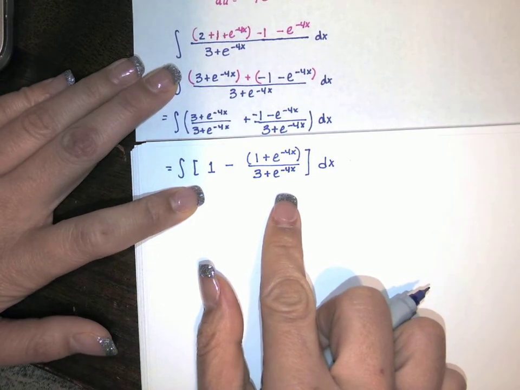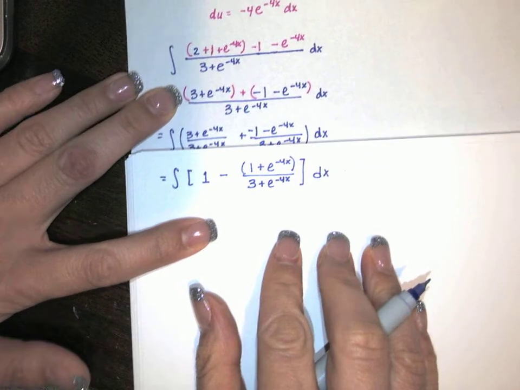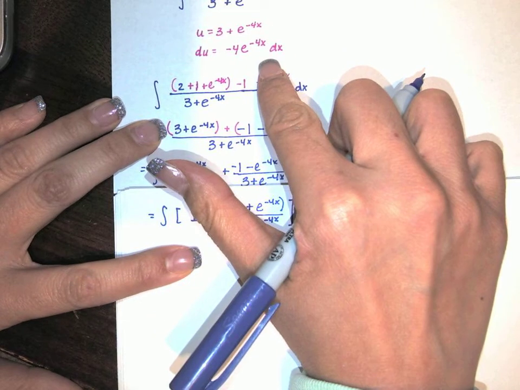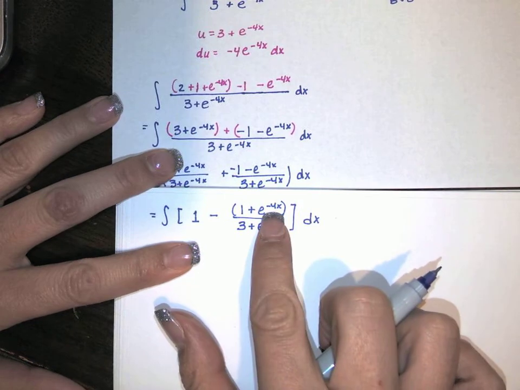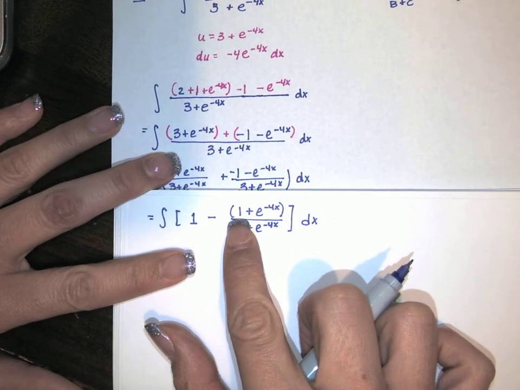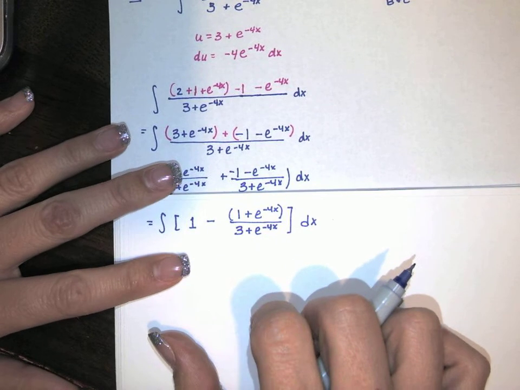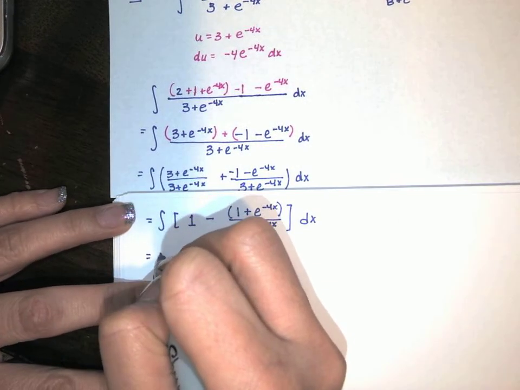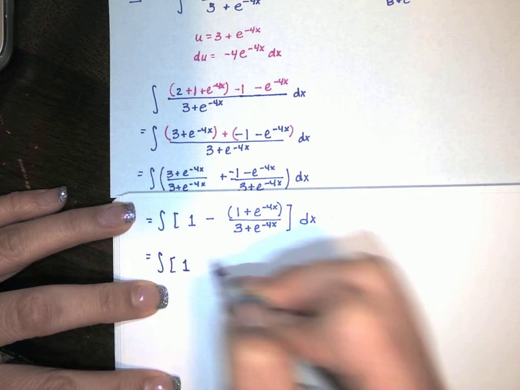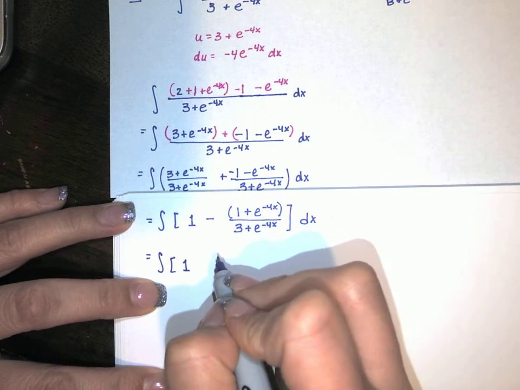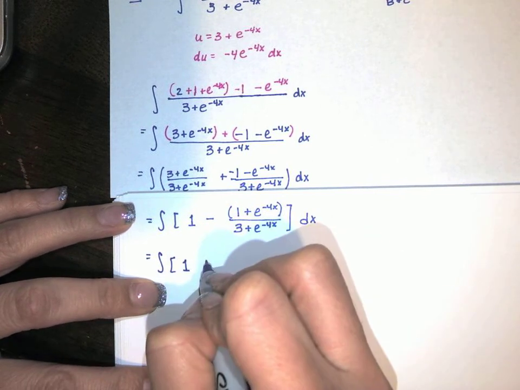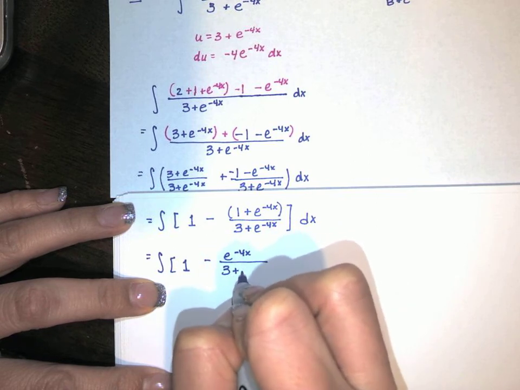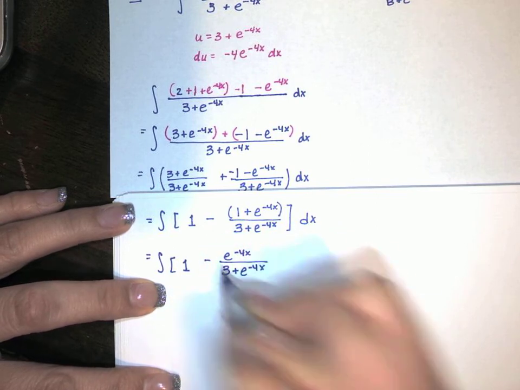Well, does u sub work for this one now? If u is that denominator, I need the matching exponential in the numerator. I've got that for this, but this minus 1 is a little bit of a problem. So I guess we could split that up. I think I'm going to distribute that negative again. Sorry, guys. So that'll be a u sub.